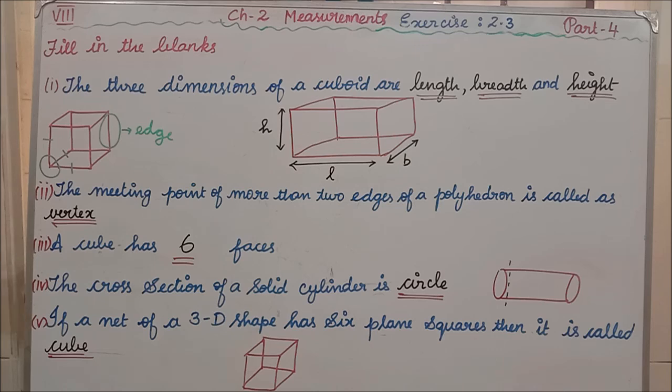Now we will see the third subdivision. A cube has dash faces. Okay, a cube has how many faces? Yes, very good. A cube has 6 faces. Okay, one more time I will explain. This is the first face, then back side second face, the sides, both sides 3, 4, up and down 5, 6. So totally how many faces in a cube? 6 faces.